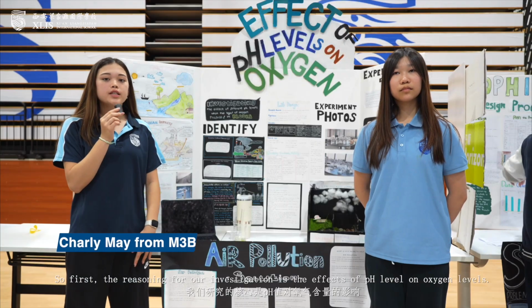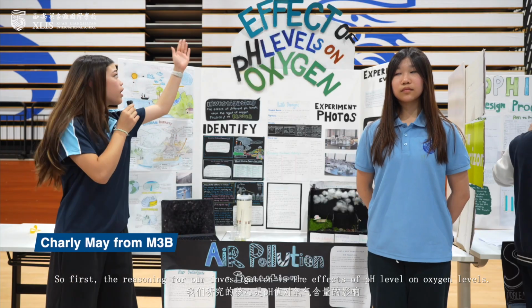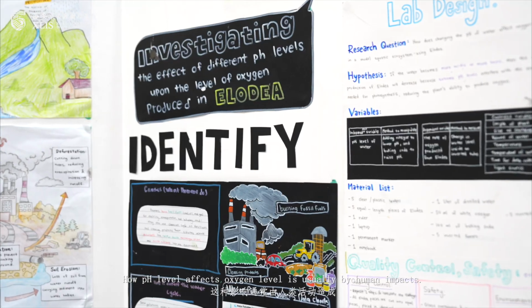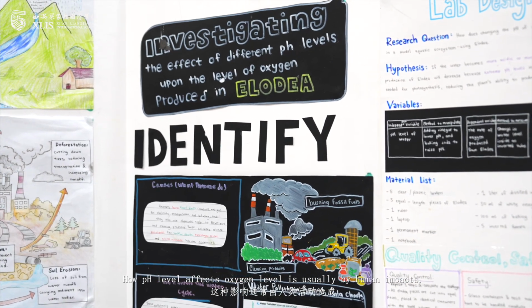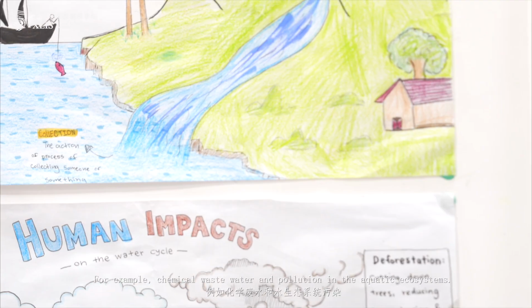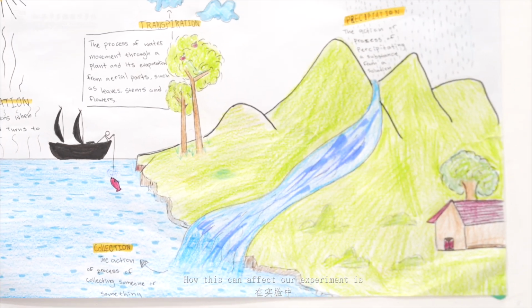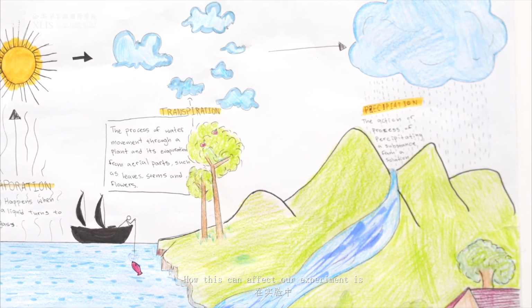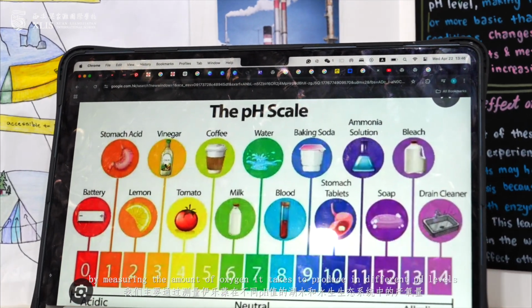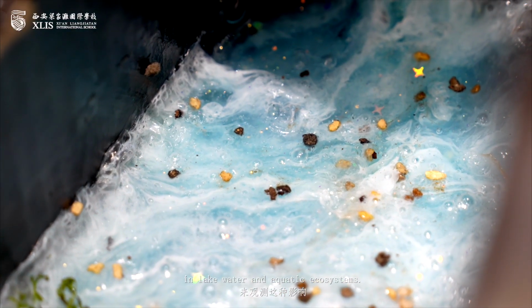First, the reasoning for our investigation is the effect of pH level on oxygen levels. How pH level is affected is usually by human impacts, for example, chemical wastewater and pollution in aquatic ecosystems. How this relates to our experiment is by measuring the amount of oxygen produced at different pH levels in lake water and aquatic ecosystems.